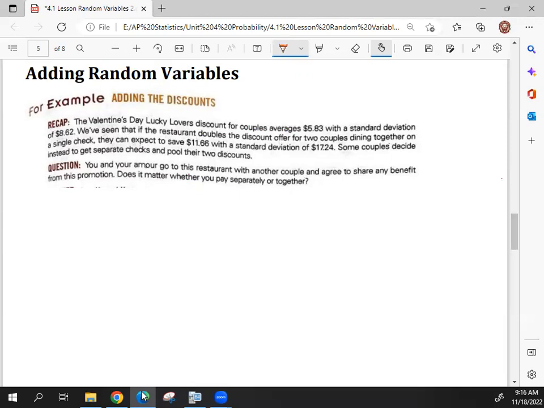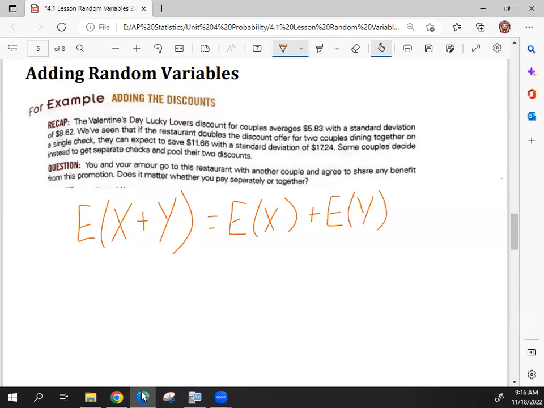And so we can find out what would happen if we have one couple, their random variable is X, and then we add to it the other couple, the random variable, we'll call it Y. So X is couple 1, Y is couple 2. In order to find the expected discount, we can just add the 2 expected discounts together. So in this case, couple 1 can expect to save $8.62.